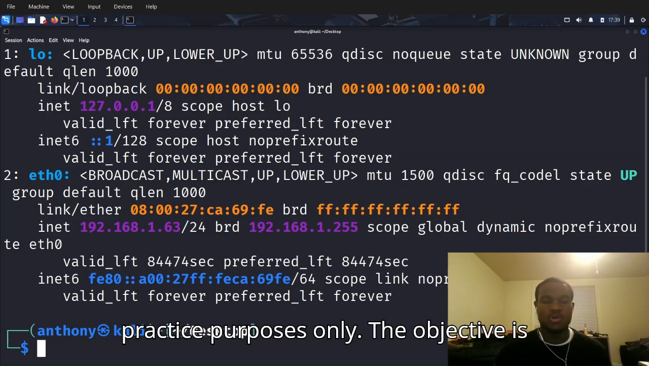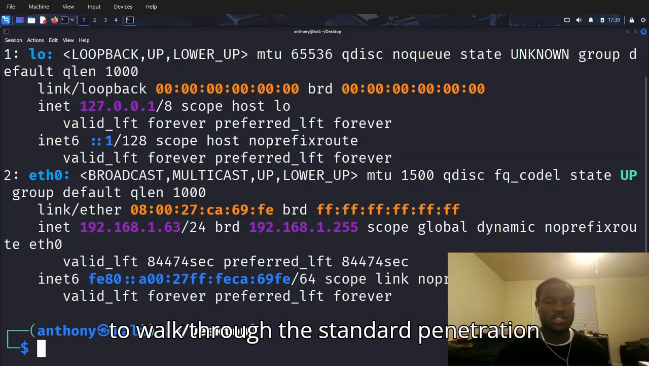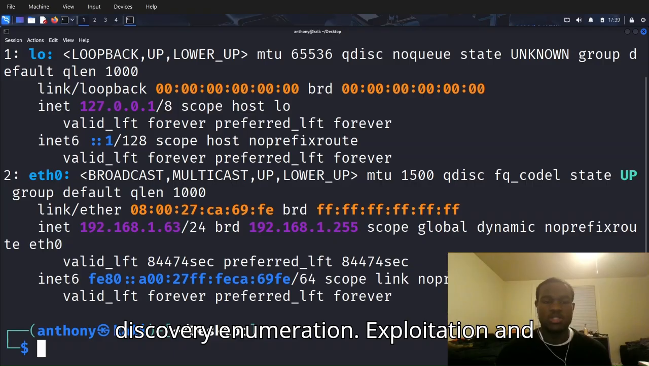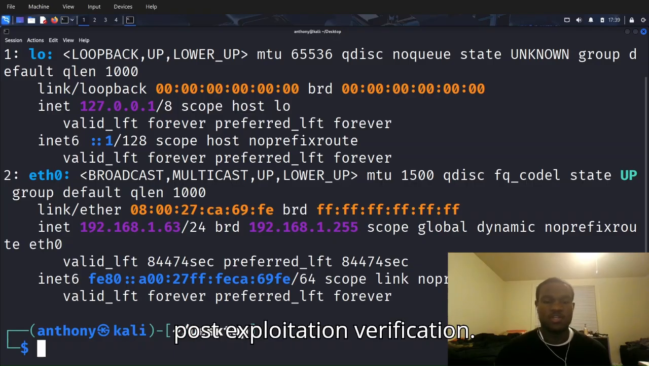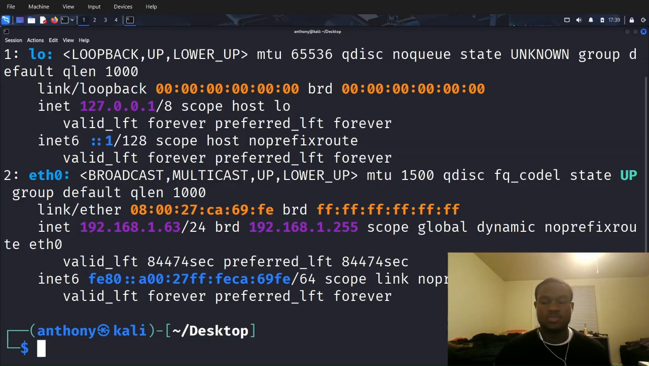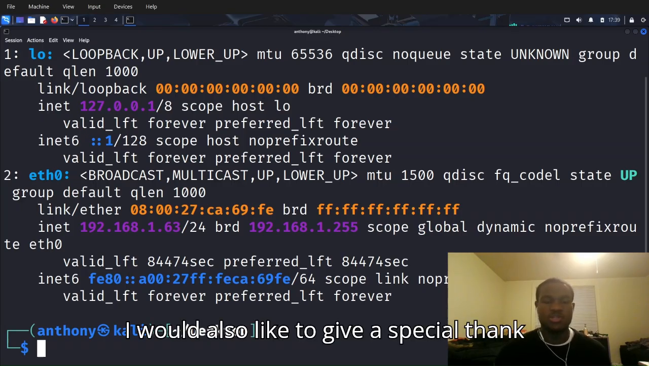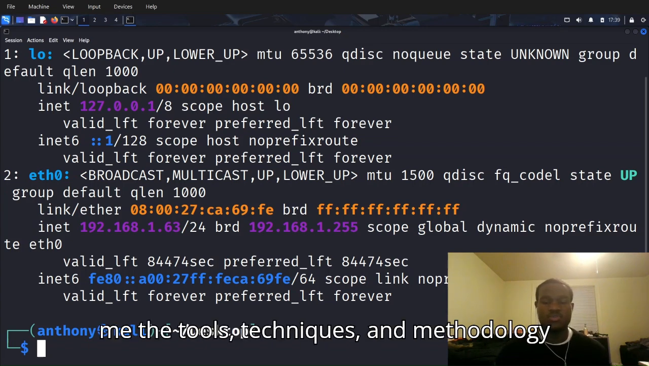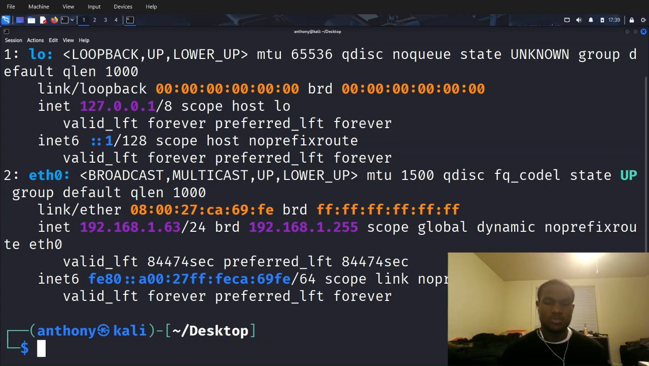The objective is to walk through the standard penetration testing methodology, including host discovery, enumeration, exploitation, and post-exploitation verification on a deliberately vulnerable system. I would also like to give a special thank you to Dr. Wesley Phillips, who taught me the tools, techniques, and methodology used throughout this walkthrough.